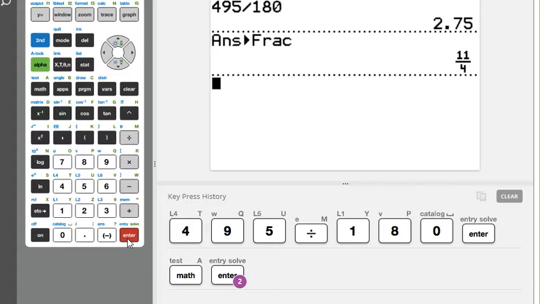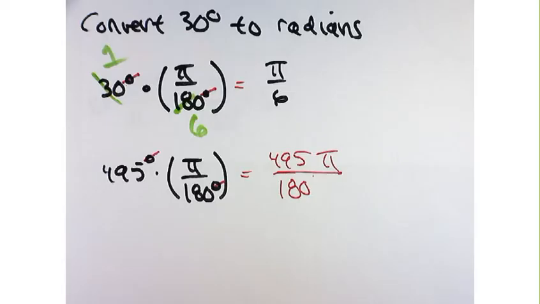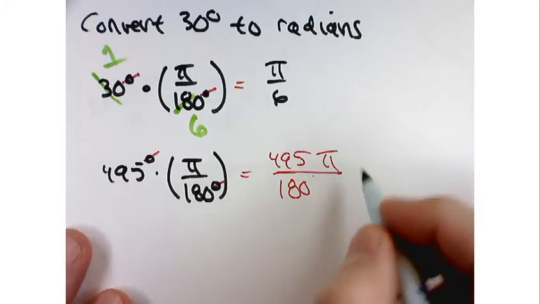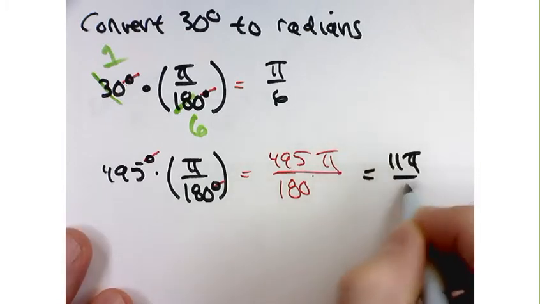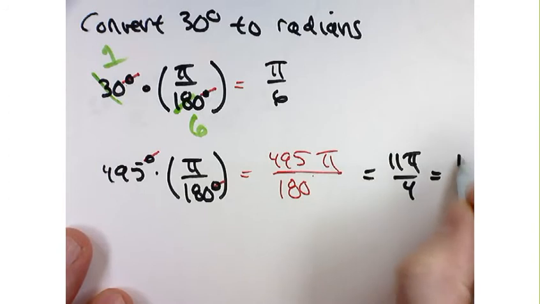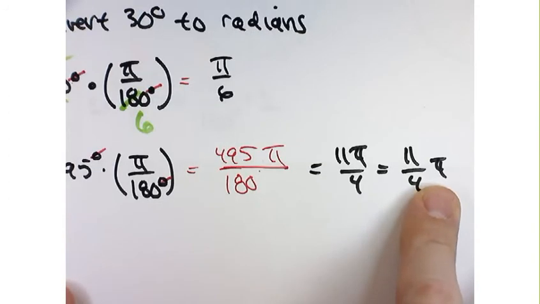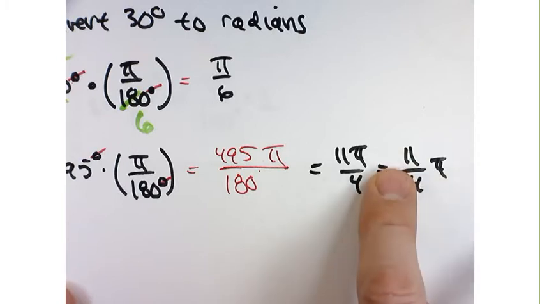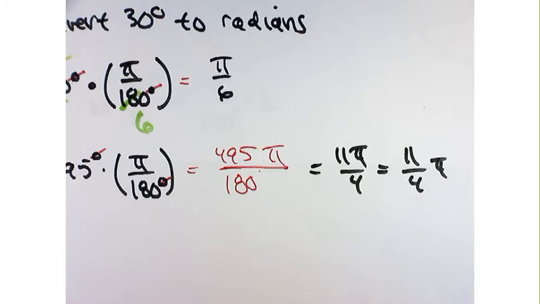So what I'd like to see from you on an exam is you write that as 11/4 pi. 11 pi over 4 or 11 over 4 times pi. You just can't write the pi in the denominator. At that point, it'd be wrong. You can write it next to it or in the numerator, but not in the denominator.